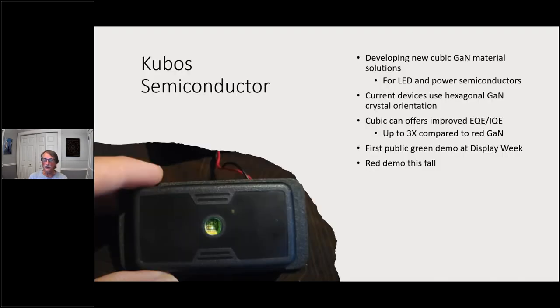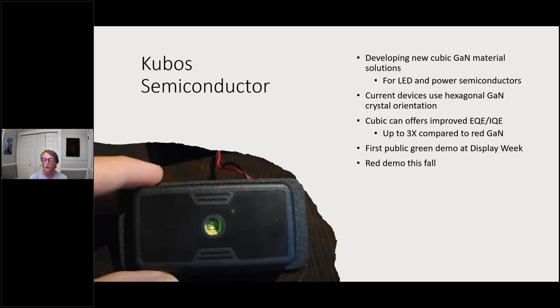Kubos Semiconductor is another new company. So I mentioned before that there's a development going on with gallium nitride on gallium nitride bulk. So Kubos Semiconductor basically says, well, you don't necessarily have to do that. You can still use gallium nitride on sapphire, but you want to use a different crystal orientation. Instead of using the cubic one, they want to use hexagonal. So why people chose cubic, I have no idea. And why they didn't choose hexagonal, I have no idea. But cubic, apparently, according to Kubos, offers improved IQE, EQE, and maybe up to three times better improvement for the red gallium nitride.